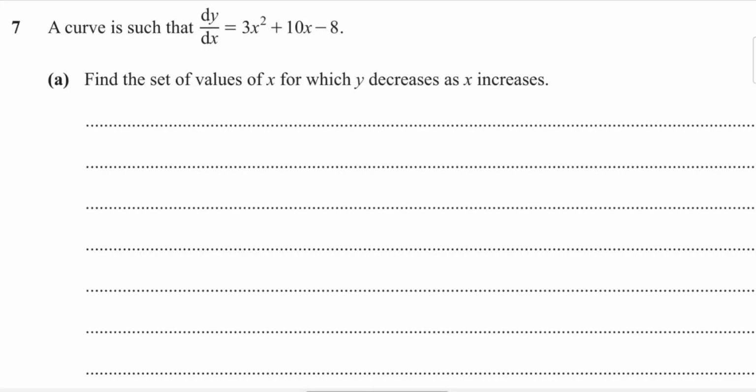And so for number 7, a curve is such that dy/dx is equal to 3x squared plus 10x minus 8. And part A says, find the set of values of x for which y decreases as x increases. So this is just a fancy way of saying find the set of values for which y is decreasing, or for which the curve is decreasing. And we know that the curve is decreasing when the gradient is less than 0, right?